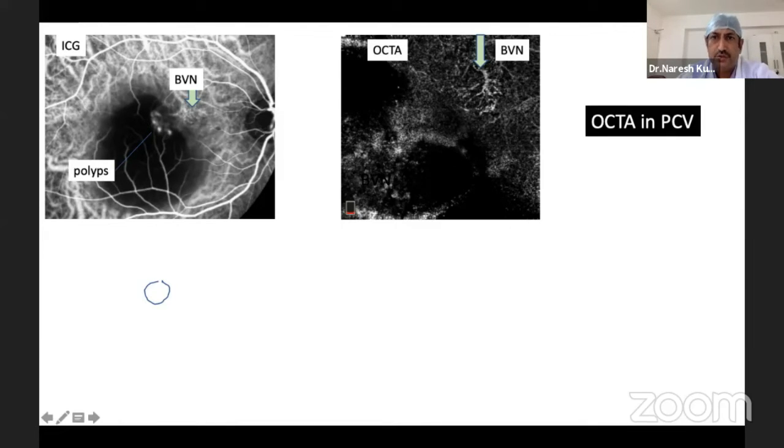And on OCTA also, the BVN is most of the time seen very well. You can pick the BVN in a better way, but the polyps sometimes may not be seen because the polyps could be small also, or the blood flow could be less in the polyps.